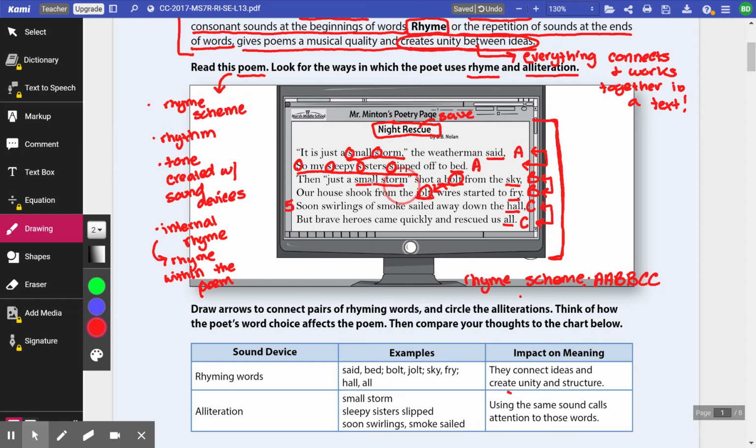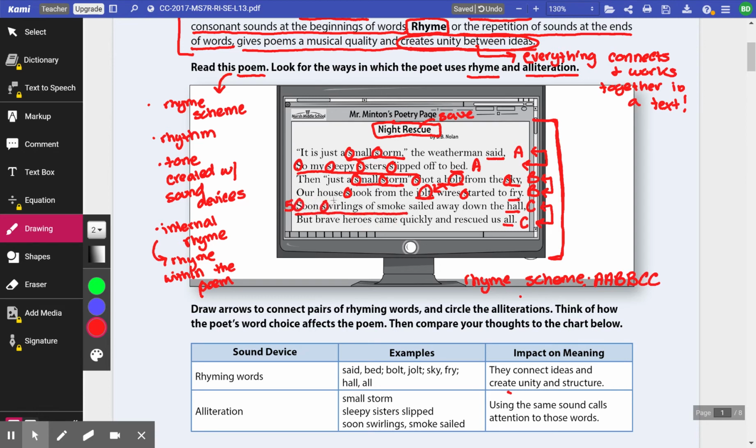So not only is this an example of alliteration, we know that this is a good example of repetition because it's already mentioned small storm. It says it's just a small storm. This is getting repeated. So we know that something is important about that. So just a small storm shot a bolt from the sky. So small storm shot. That's another example. And then our house shook. So, sky also works. So we have this S being repeated all over the place. So shook and then started. That's another example. And line 5, soon swirlings of smoke.